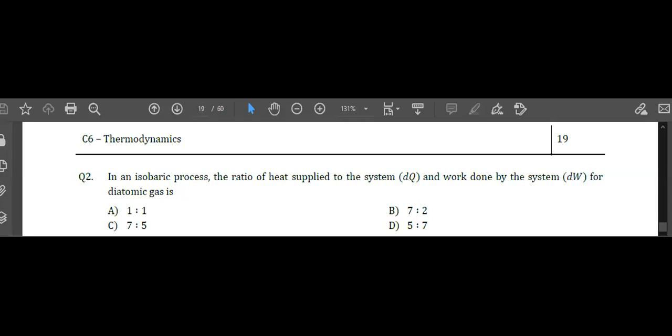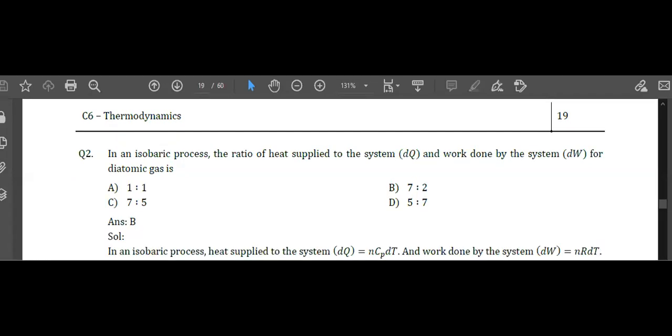So what is the formula of dq? Tell me, what is the formula of dq? Yes, Aryan, that's the correct answer. Because it is an isobaric process, for an isobaric process, dq is equal to dh. So it is nCp dT. Yes or no? nCp dT, right, everyone?